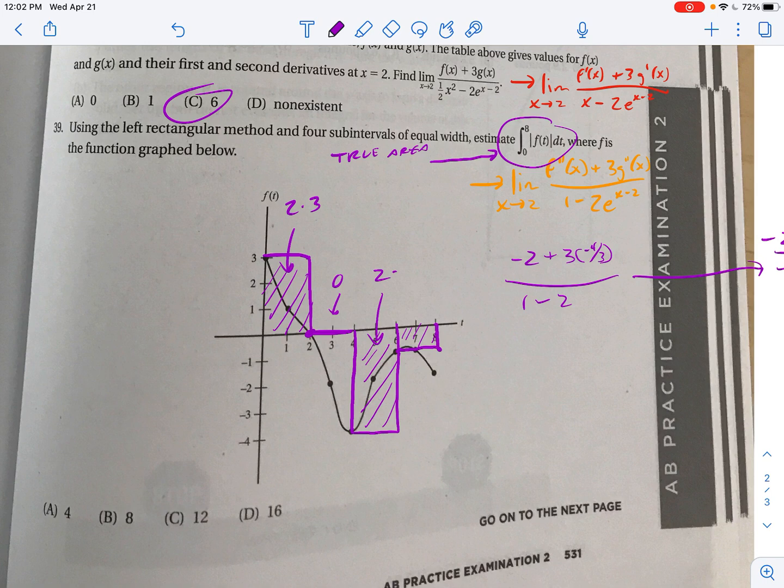This one is 2 times, well, the height is negative 4, but the absolute value turns that into 4. Here this is 2 times 1, right? That height of negative 1, the absolute value turns it into 1. So it looks like we've got 6 plus 8 plus 2, which is 16. So 39 is D.